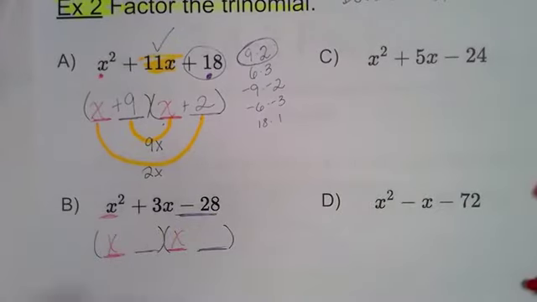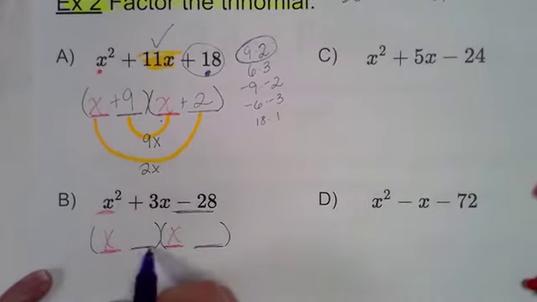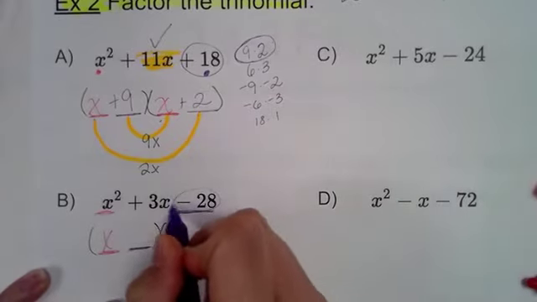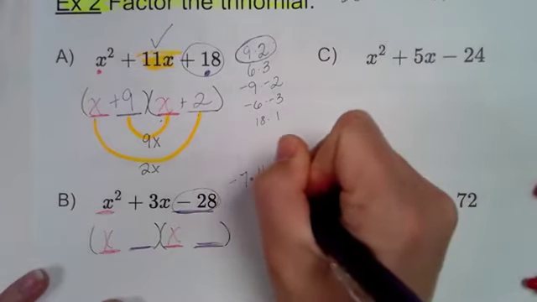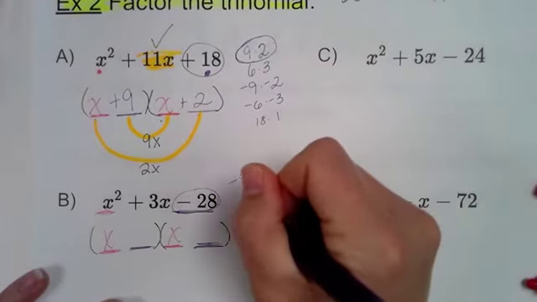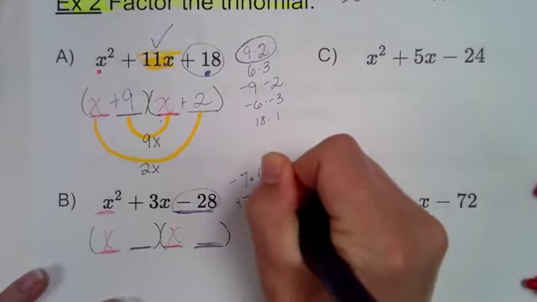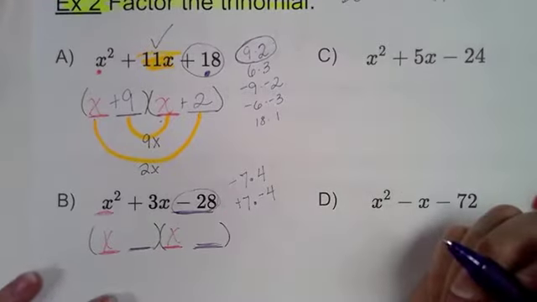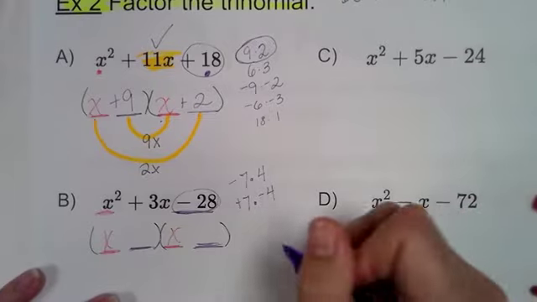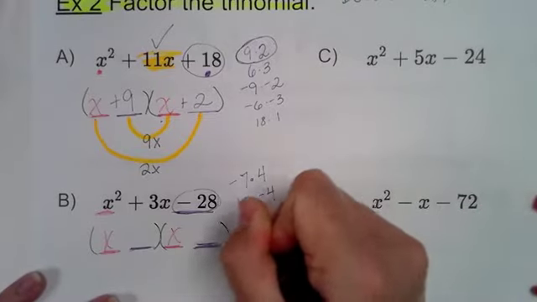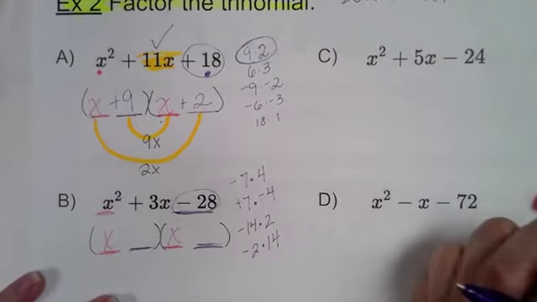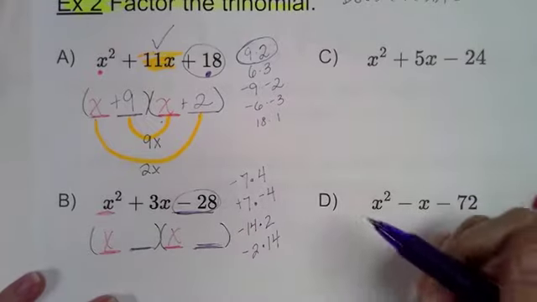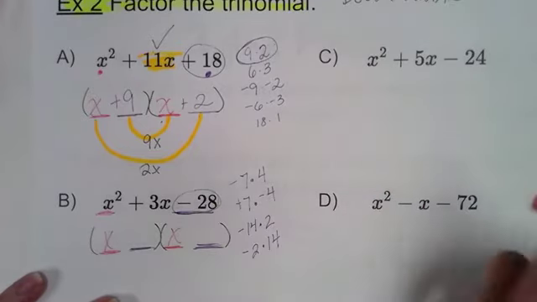Very good. Now the trickier part. What times what is negative 28? Negative 7 times 4. Very good. Or positive 7 times negative 4. You can switch the signs, all right? What other options do we have? Negative 14 times 2 or negative 2 times 14. You get that one of them has to be negative to get a negative result. Okay, all right. And also 28 times 1.